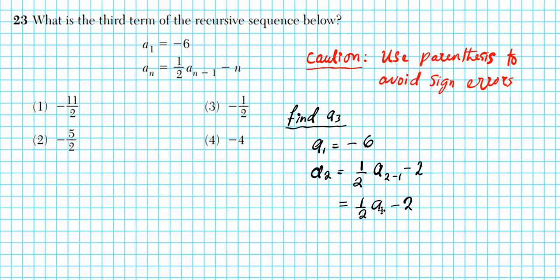Now, what on earth is a1? Well, we have the initial condition here. So we're going to compute 1/2 times (-6) minus 2. This is what I was talking about. When you're carrying out substitution, always use parentheses to avoid making sign errors. Okay, it's a good practice. Now, we're going to have -6/2 minus 2. Using order of operations, you divide first, you have -3 minus 2, which is -5. This is the second term.